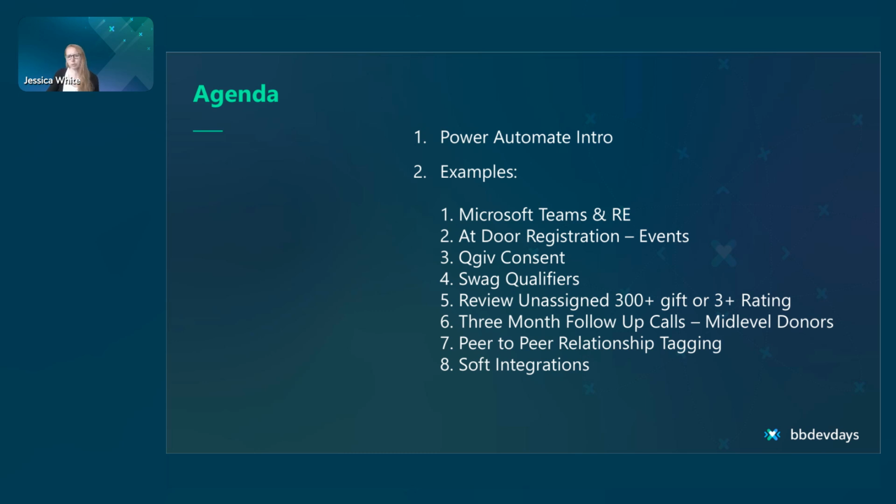We're going to go through just a few examples of what I've built, the most helpful ones that I've built for our organization, that are not things you maybe see in the Power Platform templates. And hopefully this will spark some ideas for you if you haven't used Power Automate, like what tasks at my organization would this be helpful for?